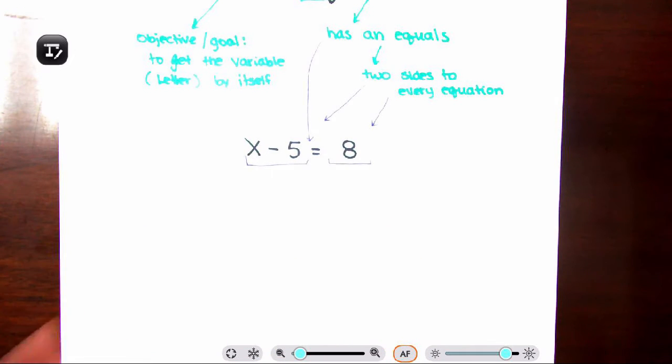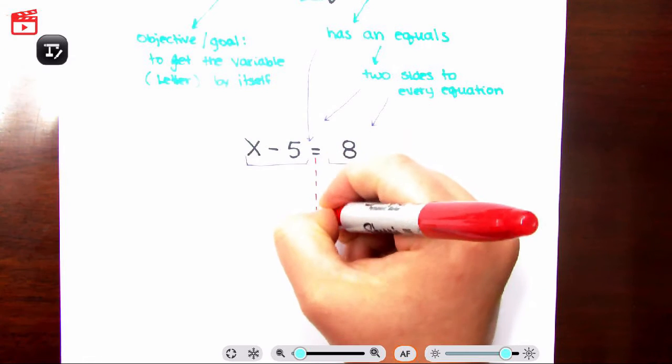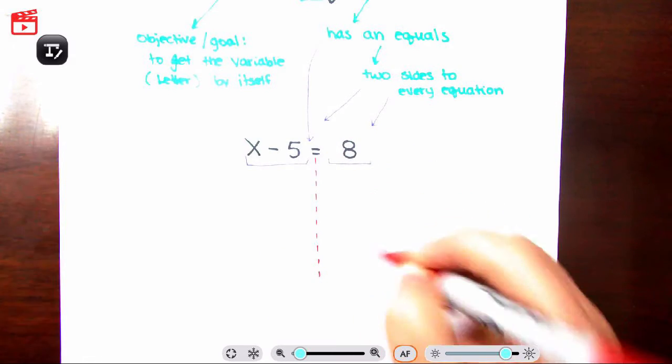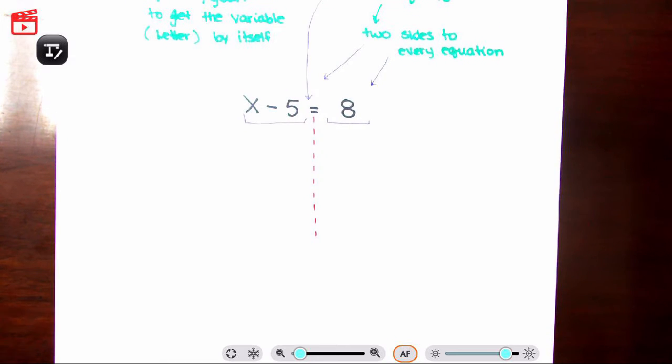So how do we know which side is what? What you're going to do when you're setting up your equation to solve, your first step is to do this dotted line. You must do this dotted line. And the reason being is you're going to do inverse operations. You're going to do opposites. So when you do the opposites, you have to do them to both sides. So this is how yours is going to look.